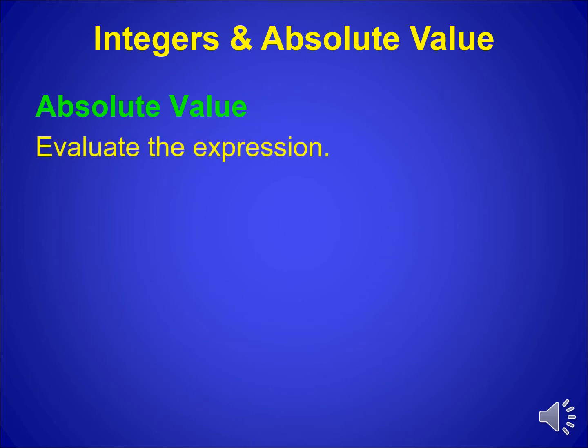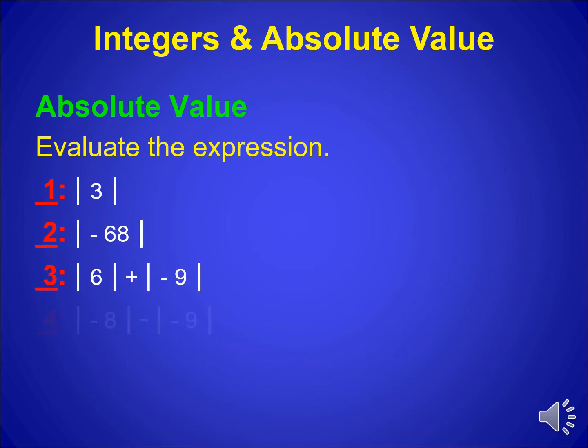Okay, let's evaluate the expression. Number 1, I have here the absolute value of 3, that equals what? Yes, that equals 3, because that means how many spaces between 3 and 0, right? Okay, number 2, the absolute value of negative 68. Yes, that equals 68, because the absolute value means how much distance, and when I count the distance, the answer will be positive.